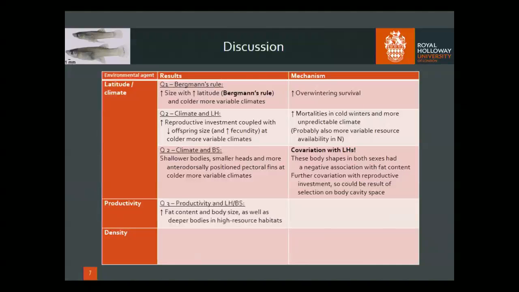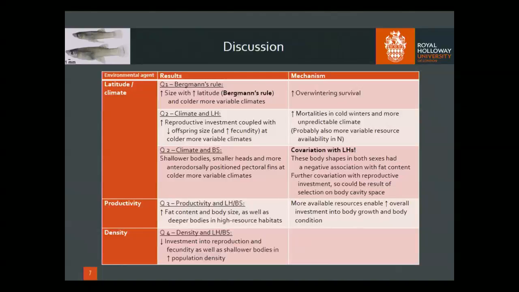Now, what about productivity? Here we found that fat content and body size increases together with deeper body shapes in high resource environments, and of course that kind of intuitively makes sense. If there's more resources available, the fish are actually able to use some of the excess resources to invest into body condition like body fat, which would then secondarily also make the bodies deeper.